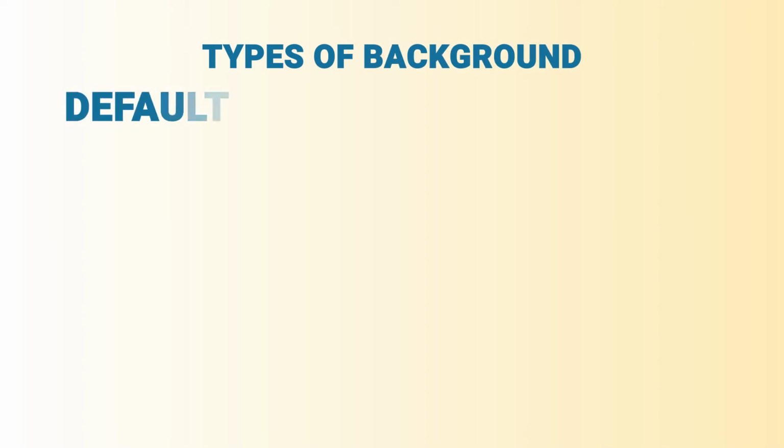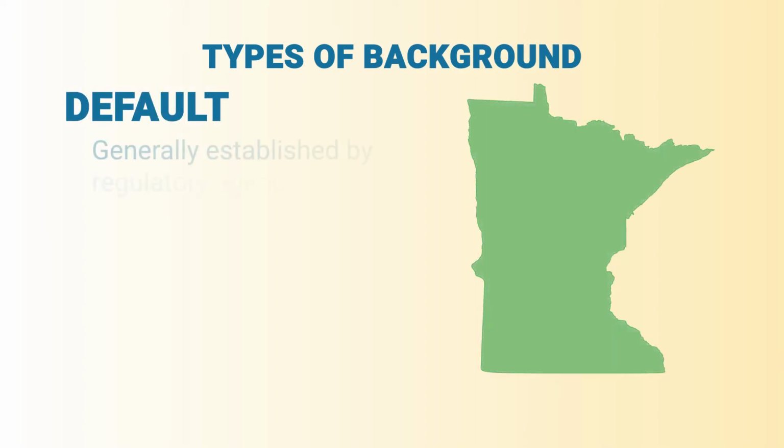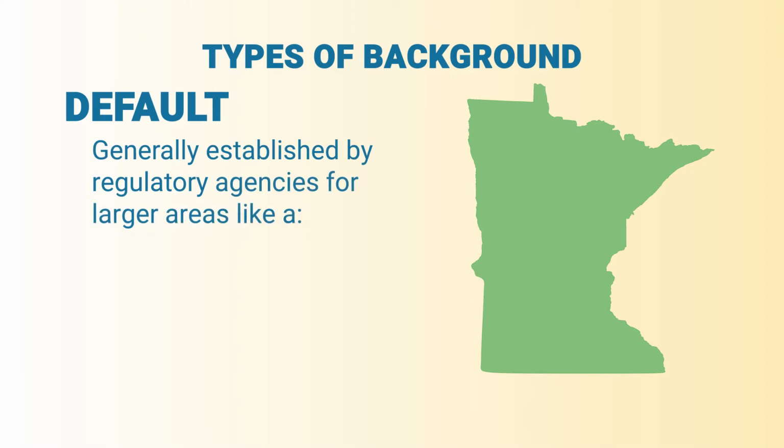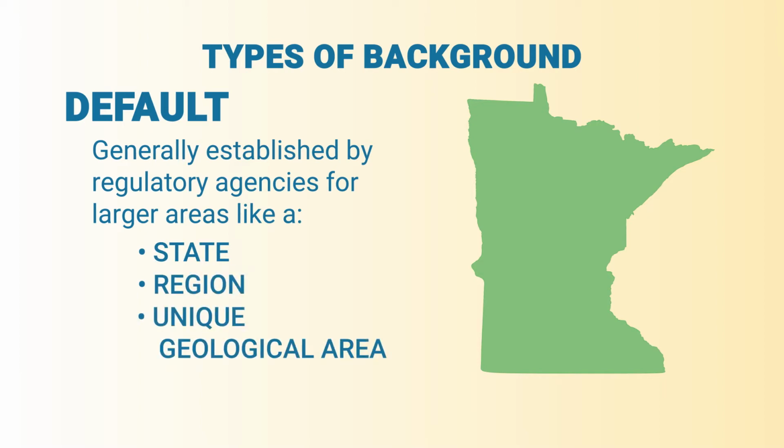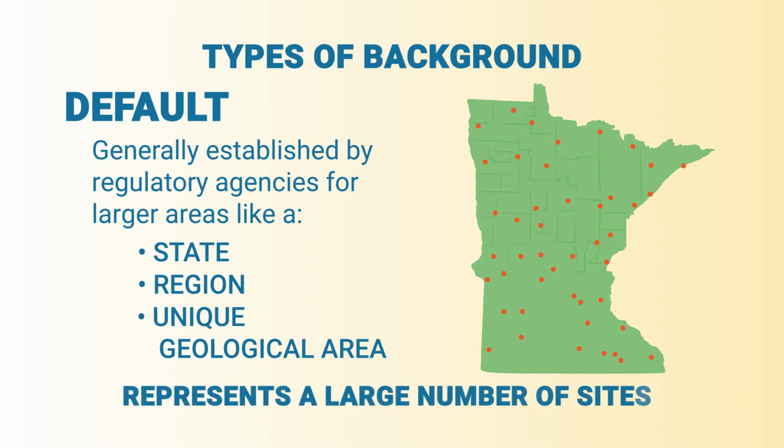Let's start with defining default and site-specific background. Default background is generally established by regulatory agencies for larger areas like a state, region, or a unique geological area. A large number of sites located within that area are evaluated using default background to determine if those individual site concentrations are representative of background. For example, many states have developed statewide or regional background values that are used to compare to concentrations from sites that are located in those states or regions. Therefore, default background represents a large number of sites.